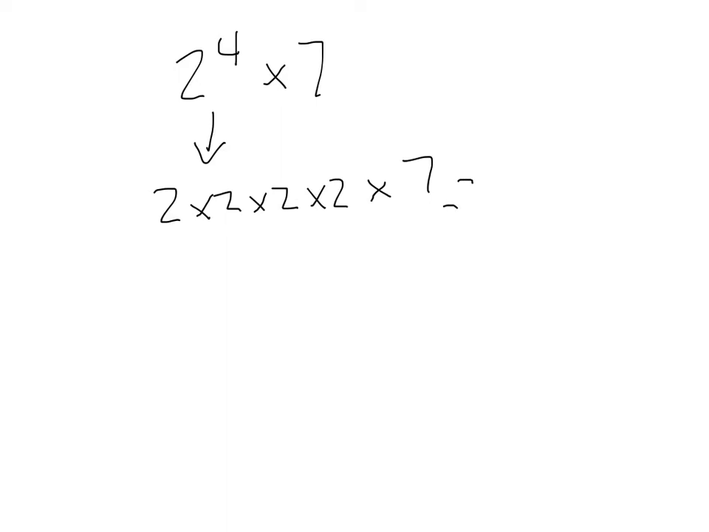2 times 2 is 4, times 2 is 8, times 2 is 16. 16 times 7 is 112. And that's how you find the first answer. Not so bad.